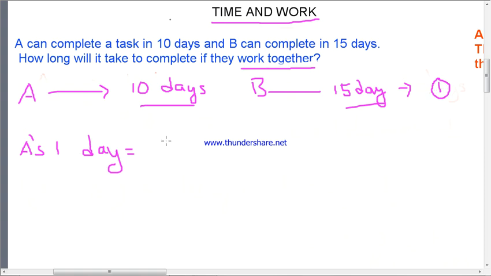So A's 1 day work will be 1 by 10. Similarly, B's 1 day work will be nothing but 1 by 15. So in A's 1 day work, A works for 1 day and completes 1/10 of the work. Similarly, B works for 1 day and completes 1/15 of the work out of 1. Out of 1, they complete 1 by 10 and 1 by 15. So 1 is considered to be the complete work out here.